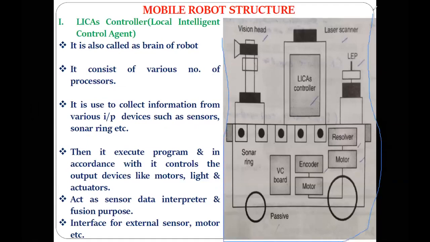Yes, sir. So this is the general architecture, or you can call it the structure of the mobile robot, which also quite looks like the robot itself. It is drawn in that way, where you can see the different functional modules, and each of the functional modules is interconnected with each other. You can see here the vision head, the laser scanner, the LICA controller, the sonar rings, the resolver component, motors, wheels, encoder, motors, VC board, etc.